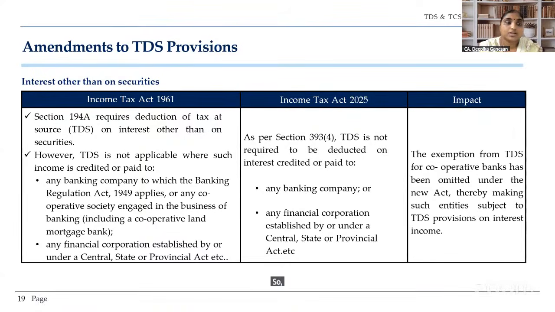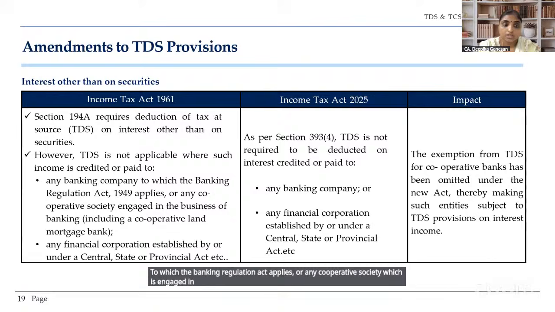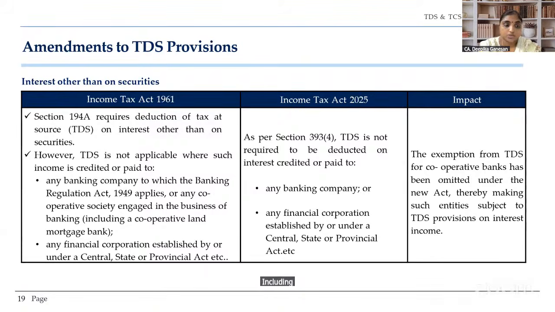And now coming to the amendments with regard to the TDS provisions. So interest other than on securities. So what is the amendment here? So earlier if you see 194A, it requires TDS on interest other than on securities and the TDS was not applicable for banking company to which the Banking Regulation Act applies or any cooperative society which is engaged in the business of banking, including a cooperative land mortgage bank and any other financial corporation.